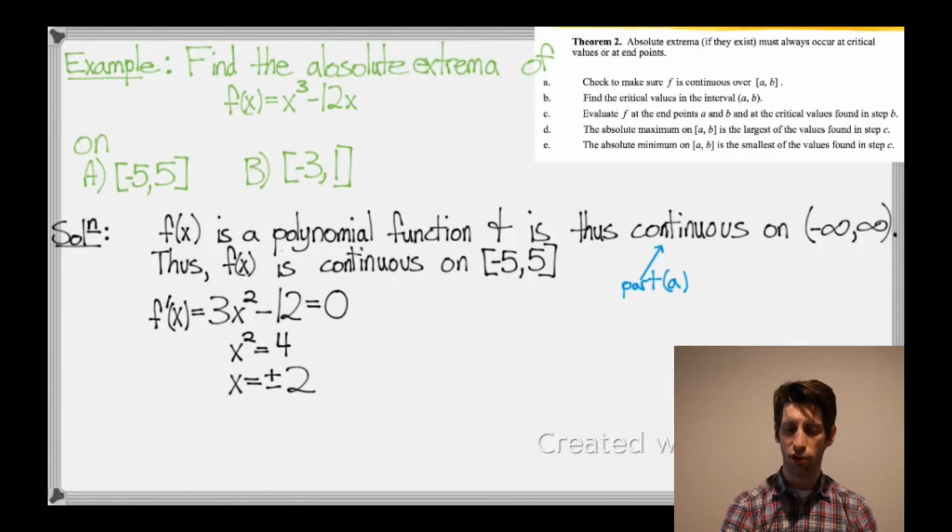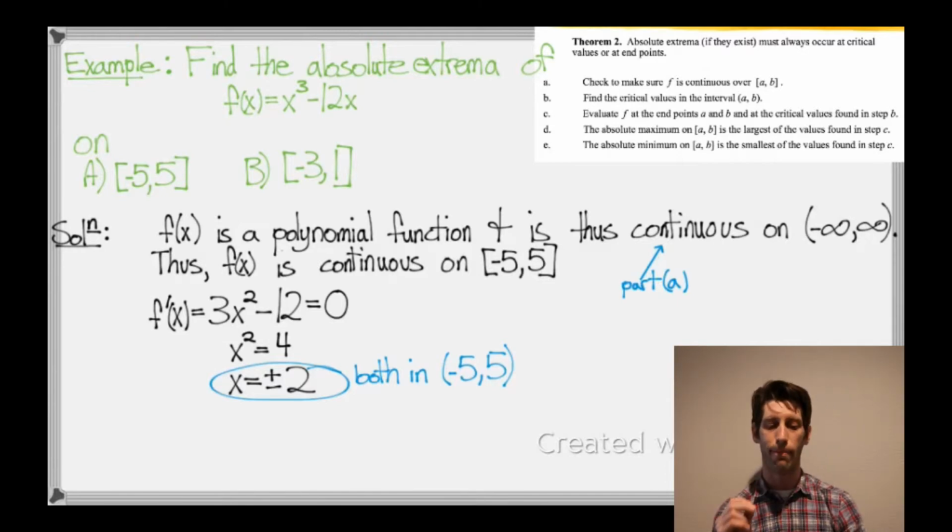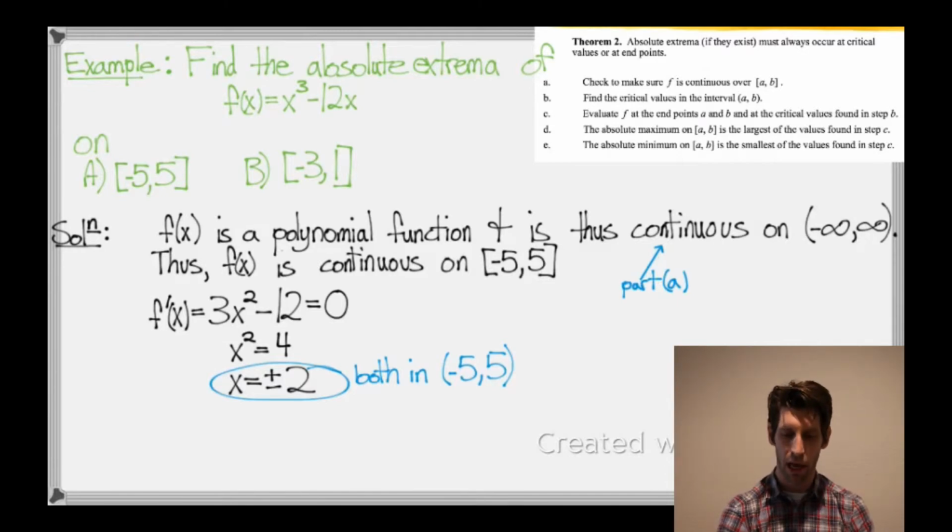Now, both of these critical values lie in our closed interval. So in particular, we need to worry about both plus 2 and minus 2 in this particular case. So that takes care of part B. We found the critical values here, and both of them lie in the open interval from -5 to 5.